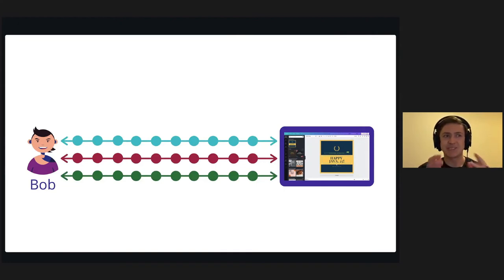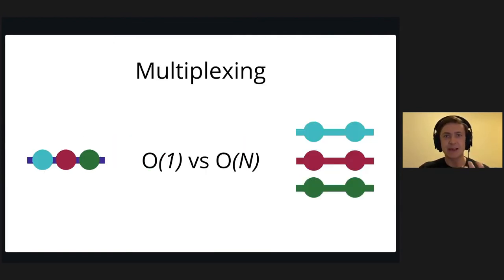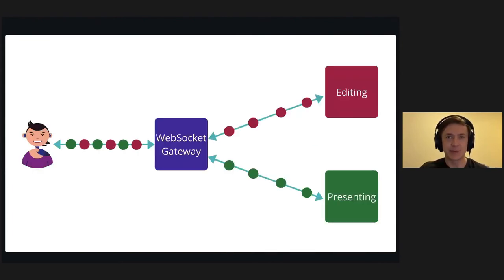And just looking at that picture, I think you can see the issue right now. The scaling challenge here is that we need to perform multiplexing of channels that belong to different backends across a single WebSocket connection. That way, the number of connections that we have to handle should only grow with the number of users and not with the number of backends that support streaming functionality. So every time we add a new backend, we shouldn't need to add a new connection from the browser. And the most straightforward and simple way to implement this is to create a WebSocket gateway.